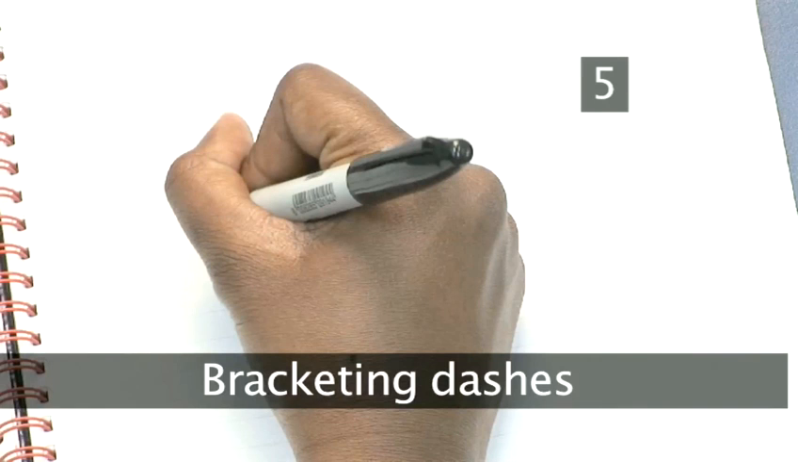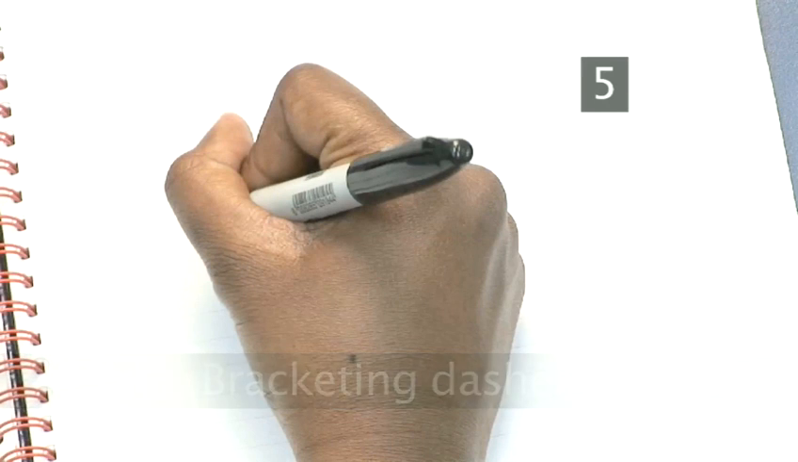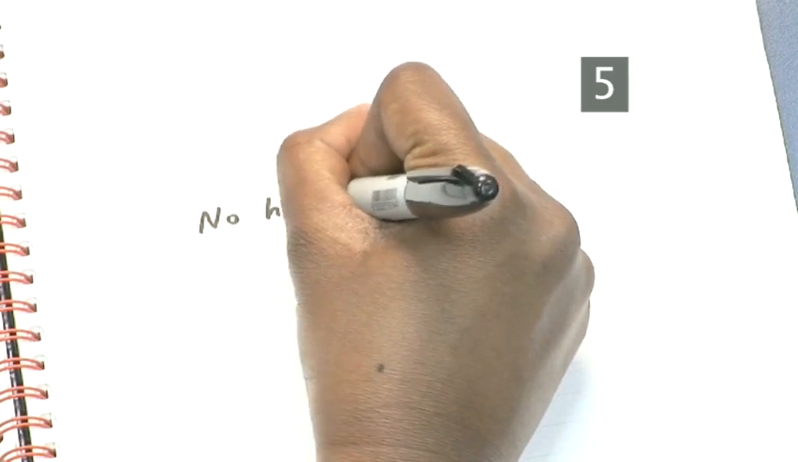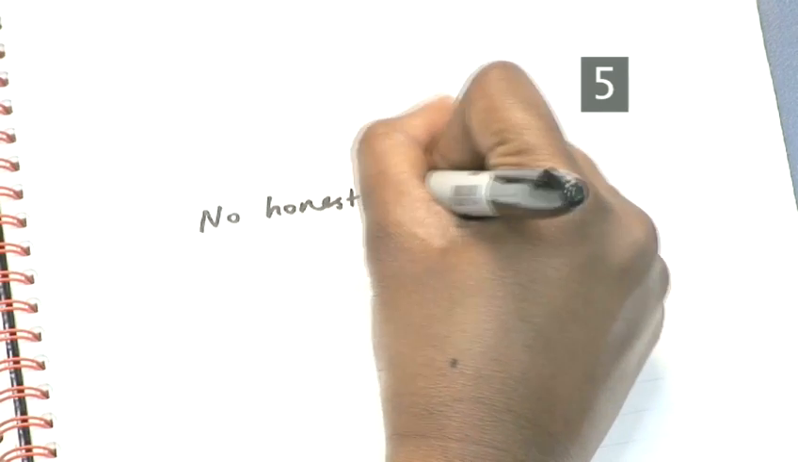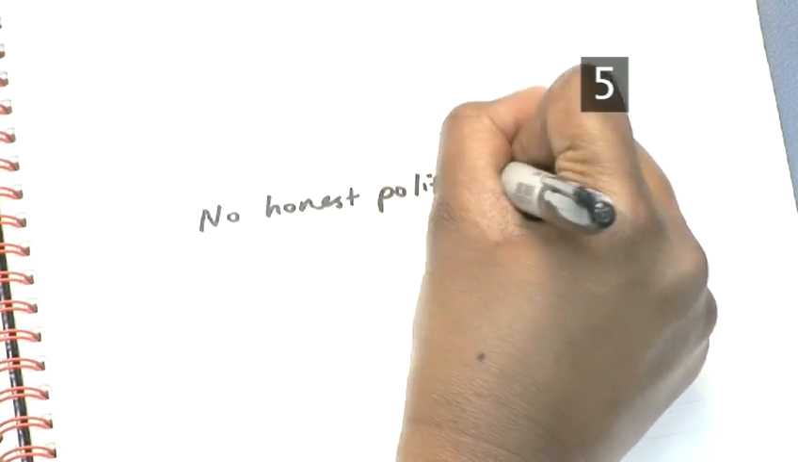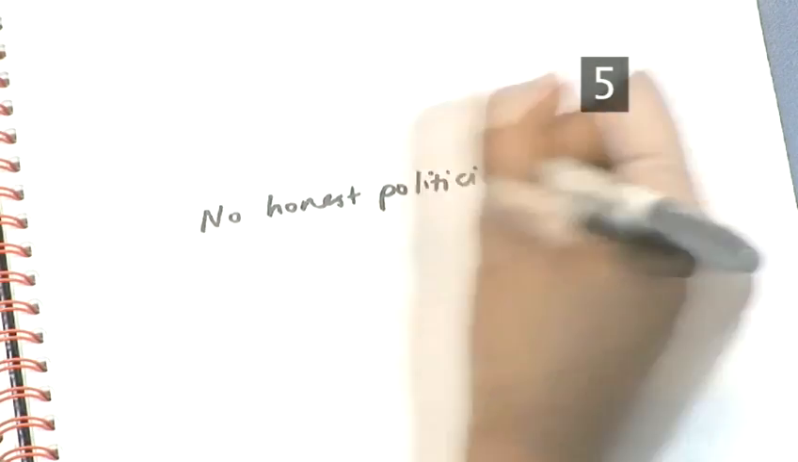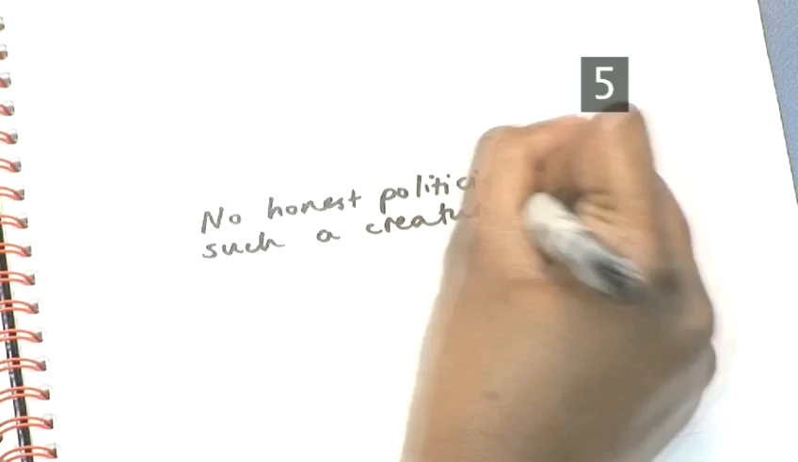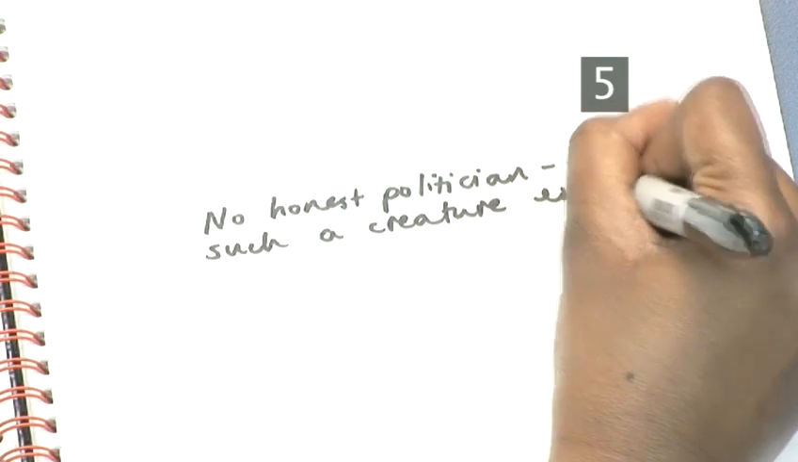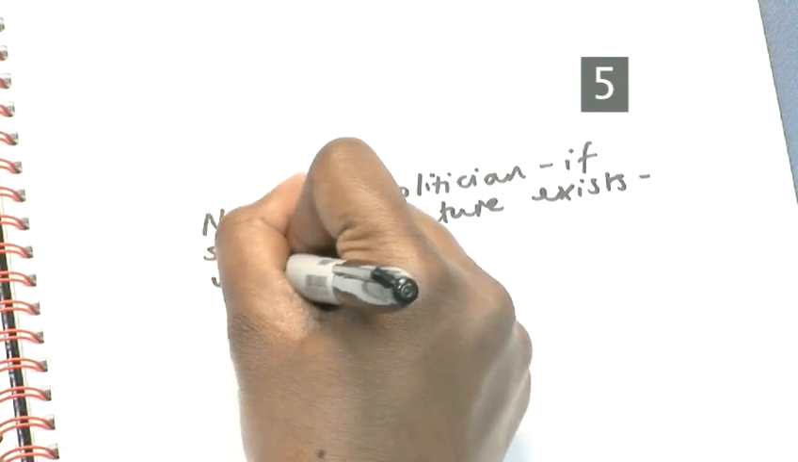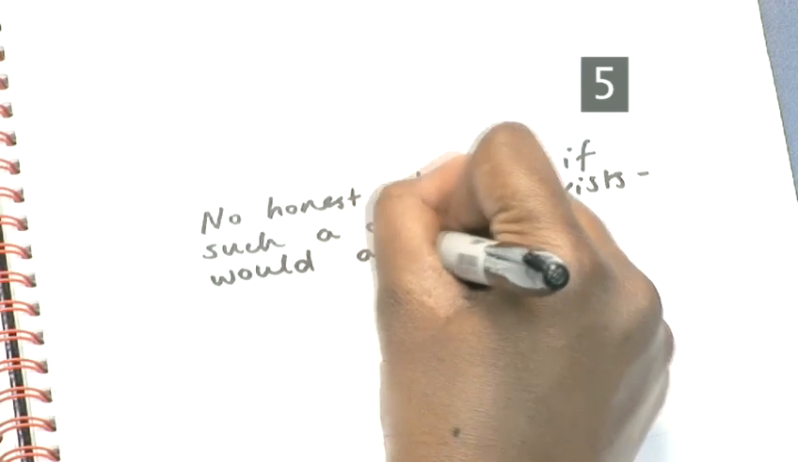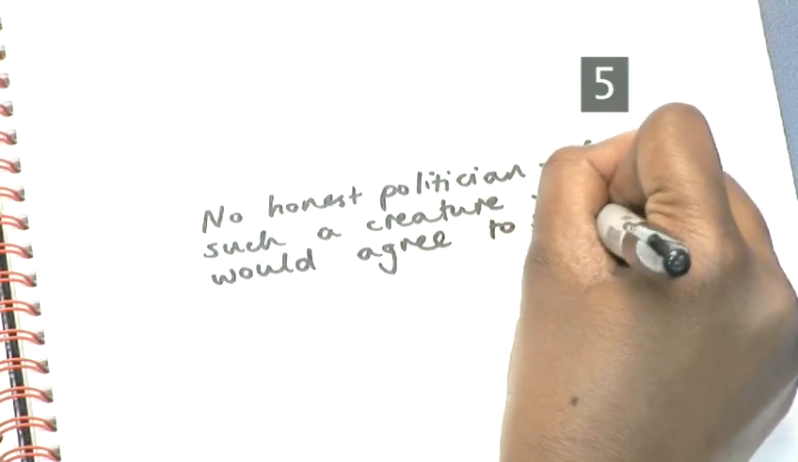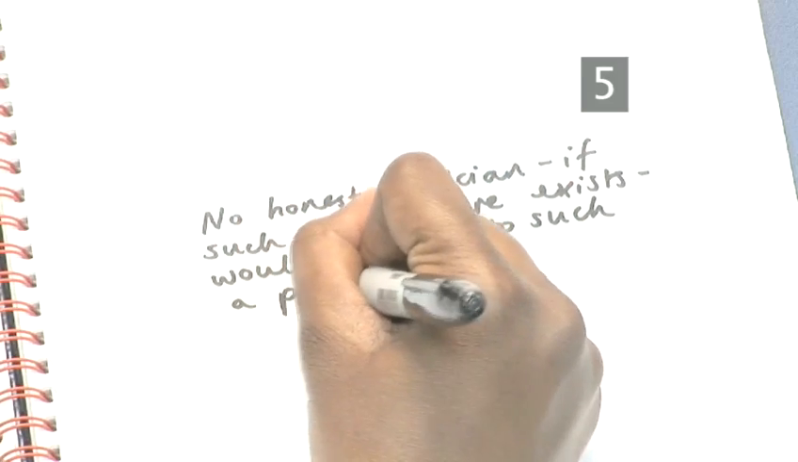Step 5. Bracketing dashes. A pair of dashes can be used to indicate a strong interruption in the sentence, in a similar way to bracketing commas. The difference is that you should use bracketing dashes when the interruption violently disrupts the flow of the sentence, or makes a point that is separate from the main point of your sentence. For instance, no honest politician, if such a creature exists, would agree to such a plan.